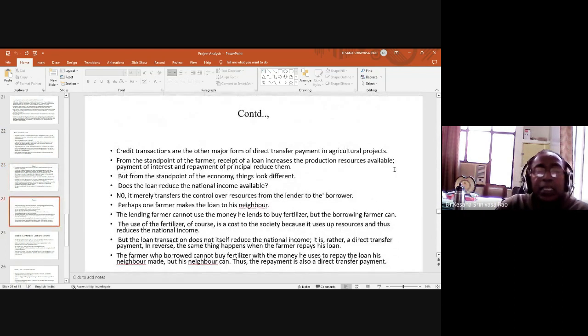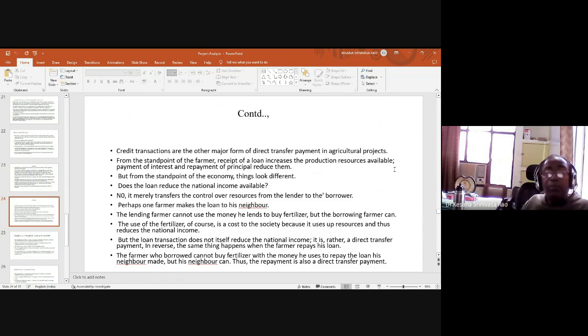Credit transactions are the other major form of direct transfer payment in agricultural projects. Credit transactions, okay? Suppose a Kisan credit card or any other credit card. So the direct transfer payments in agriculture projects are also possible. From the standpoint of the farmer, receipt of a loan increases the production resources available. Payment of interest and repayment of principal reduce them.